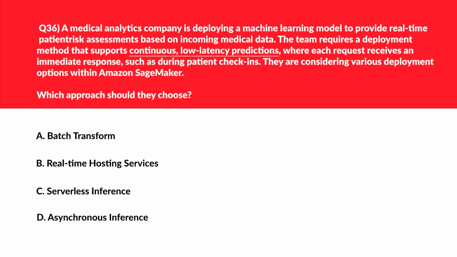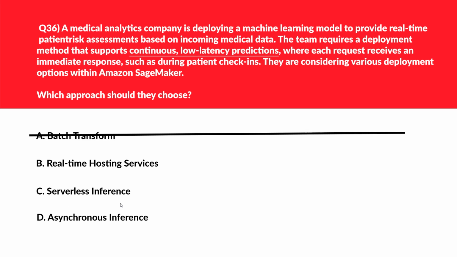Alright, now it's all about low latency prediction. We'll first look at option E. E says batch transform. Batch transform is designed for batch processing and not for continuous low latency predictions. Hence, incorrect choice. Let's move to option B. B says real-time hosting services. Real-time hosting services provide persistent endpoints for low latency predictions suitable for applications requiring immediate responses like patient check-ins. So we'll park this option. Let's move to option C.